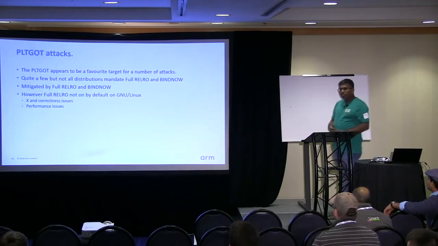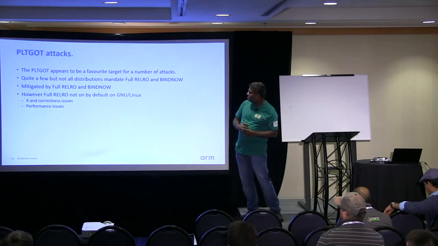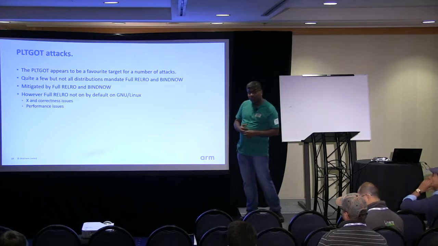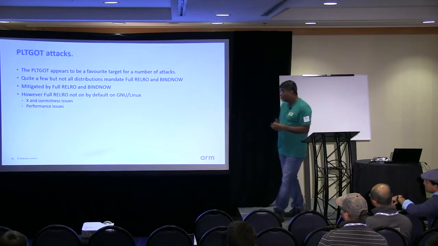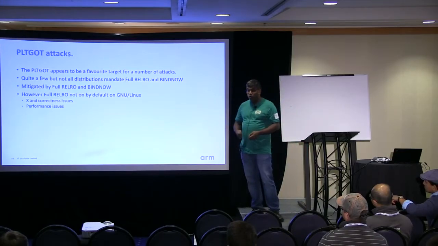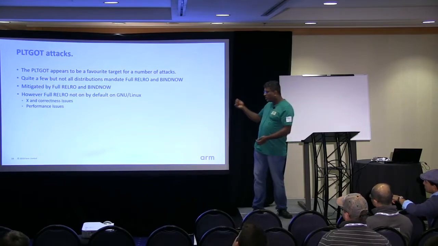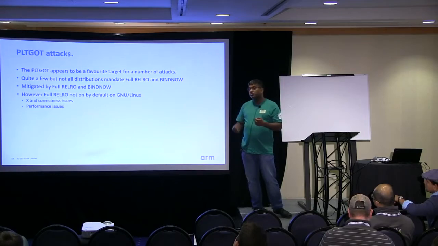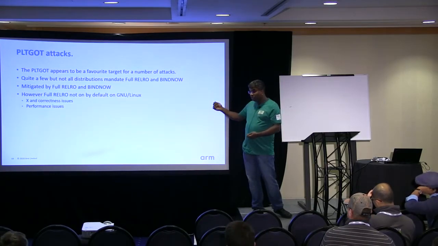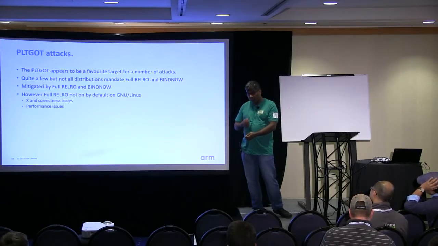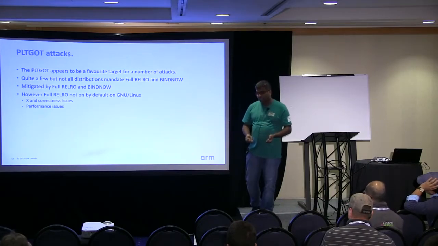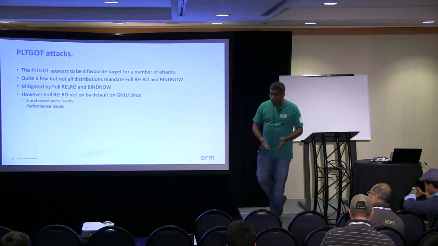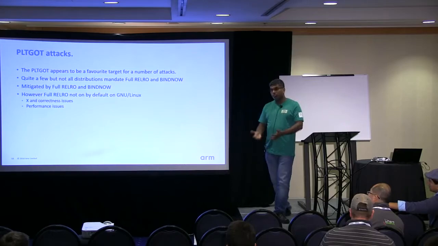One of the things that we've been talking about is that the PLT GOT appears to be a favorite target for a number of attacks. Quite a few, but not all distributions mandate full RELRO and BIND_NOW at the minute. Full RELRO, I don't believe, is on by default on all distros. There are some distros that mandate it. I believe there are some issues with X and correctness. And there are some people who are concerned about performance issues because full RELRO and BIND_NOW implies that we cannot have any lazy binding for dynamic shared objects. And if you've got a large dynamic shared object, you've got to do all the symbol resolution up front, even if you didn't use the functions.